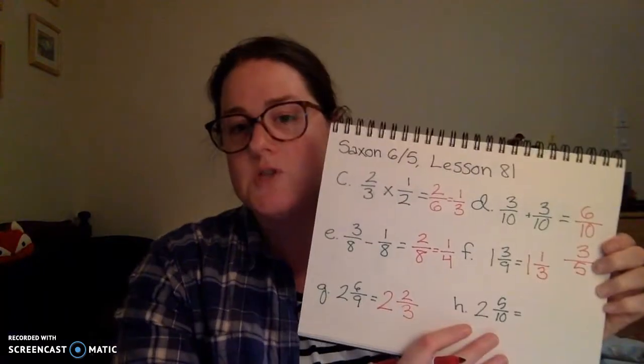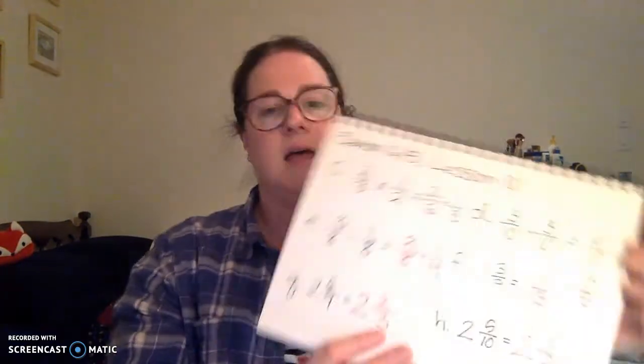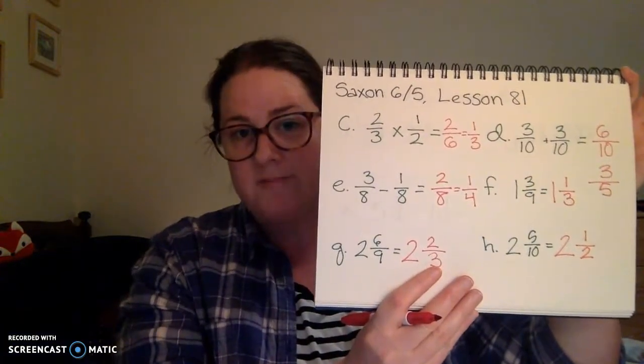And now I have 2 and 5/10. My 2 stays the same. Nothing happens there. 5/10, both 5 and 10 can be reduced by 5. They're both divisible by 5. 5 divided by 5 is going to be 1. 10 divided by 5 is going to be 2. I get 2 and 1/2.